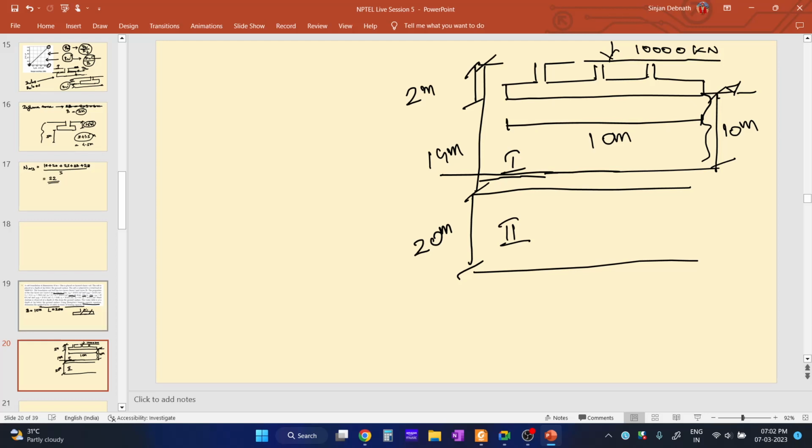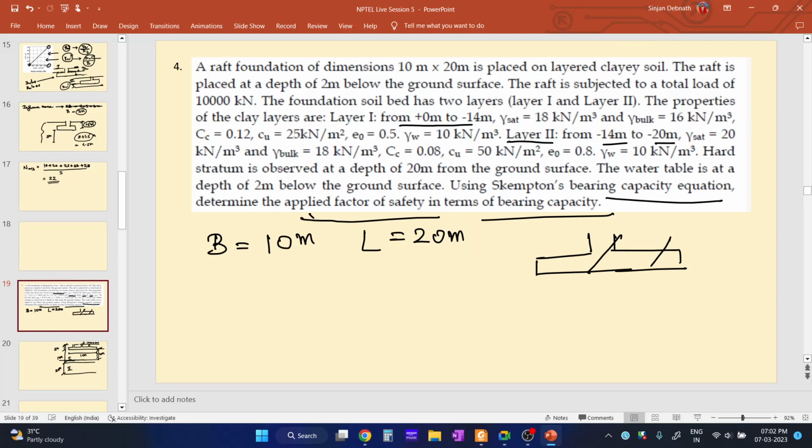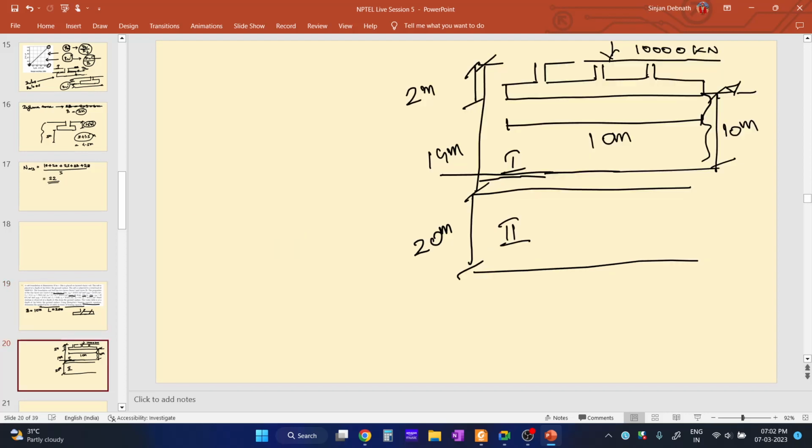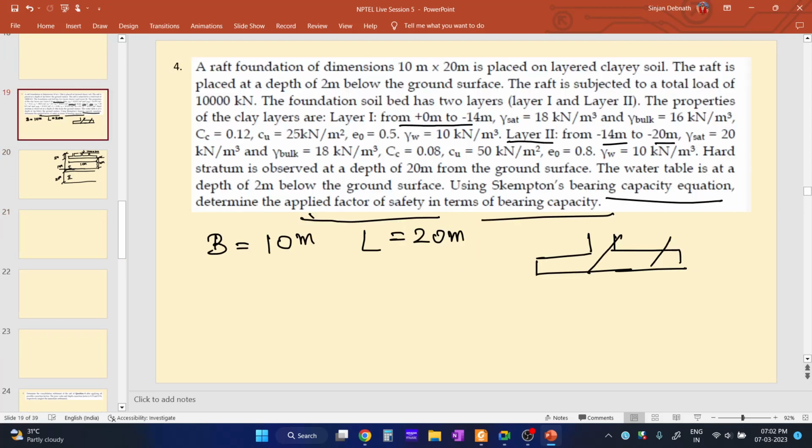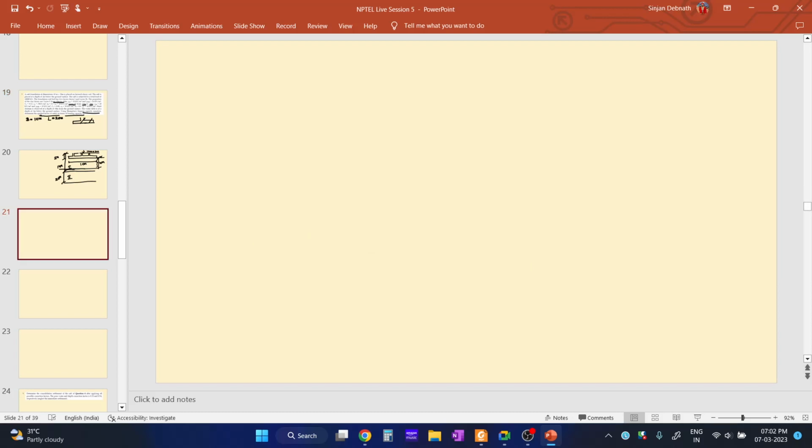So now let me just go back to the problem. We need to use the Skempton bearing capacity equation. So what is the Skempton bearing capacity equation? The Skempton equation for net ultimate bearing capacity, that is q_nu, is just c N_c. Okay, it is just c N_c.